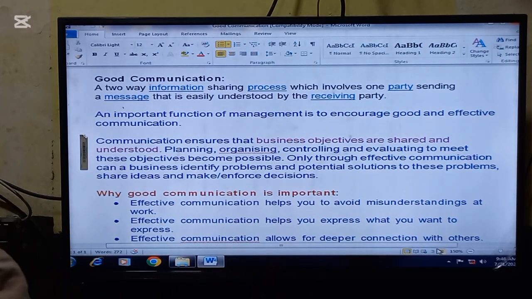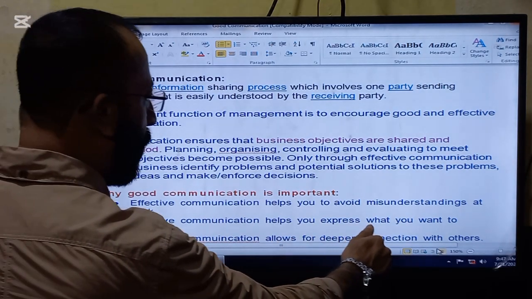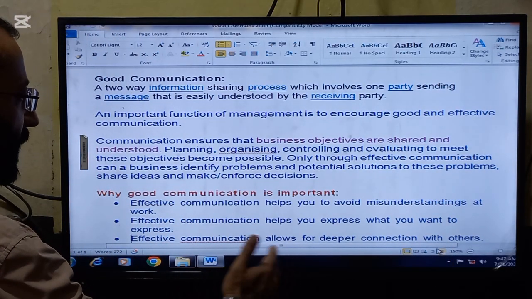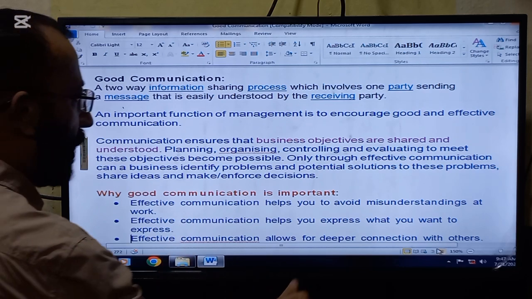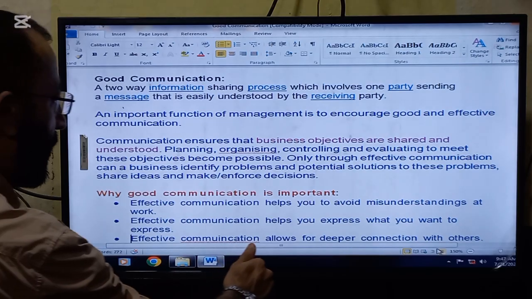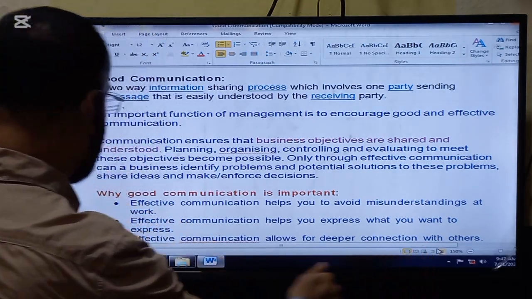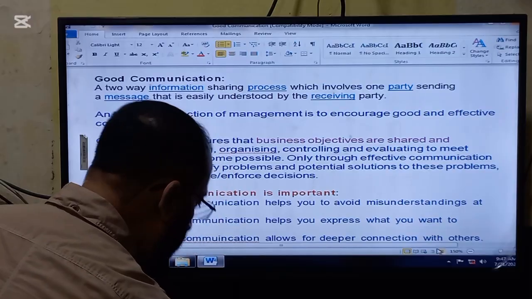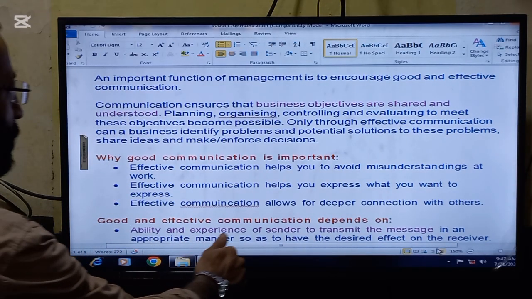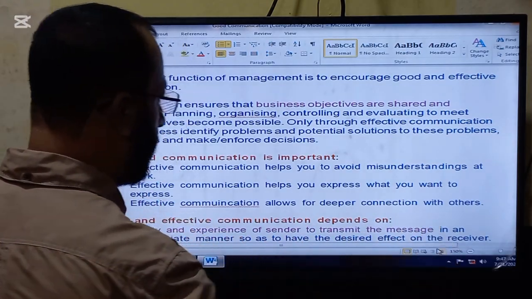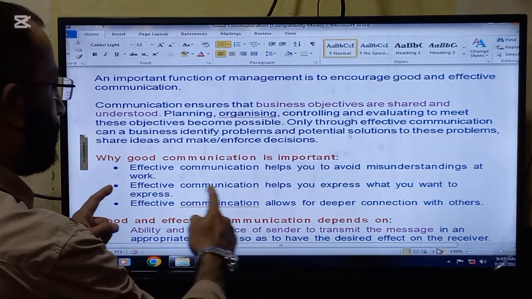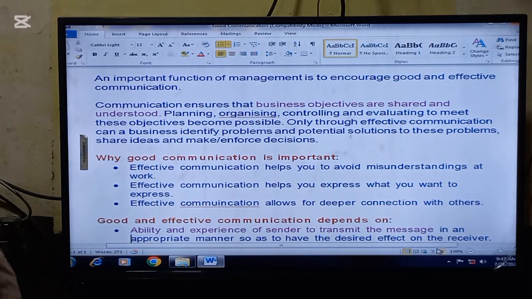Here are some points. Effective communication helps you to avoid misunderstanding at work. If you discuss things with each other, there will be less chance of misunderstanding. Next, effective communication helps you express what you want to express. Effective communication also allows for deeper connection with others, so everyone feels themselves to be part of the situation. That's why good communication is important.